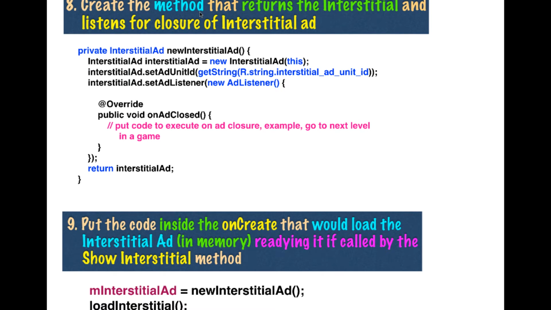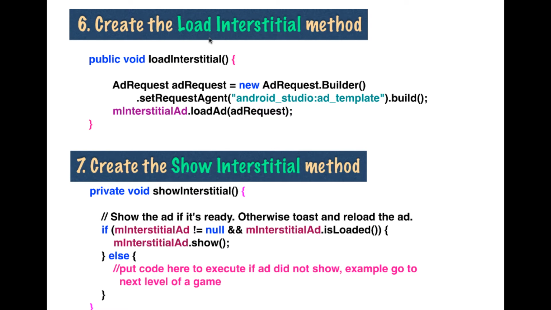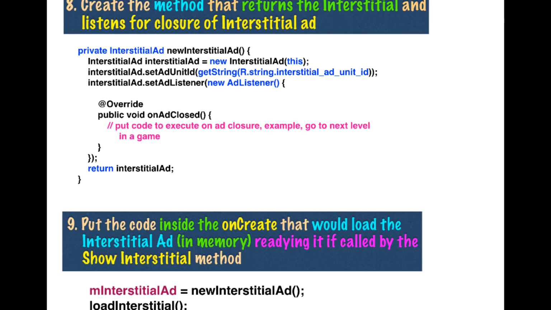You have to create the method that returns the interstitial and listens for closure of interstitial add. So let's go back. On number 6, you create the load interstitial method. So before, I did not really understand this very much. Today I'm gonna explain, I'm gonna mention this, that the load interstitial add does not show the ad. It just loads the ad into the memory of your app. What shows the ad is the show interstitial method. So remember that thing, huh? That thing here, that's very important.